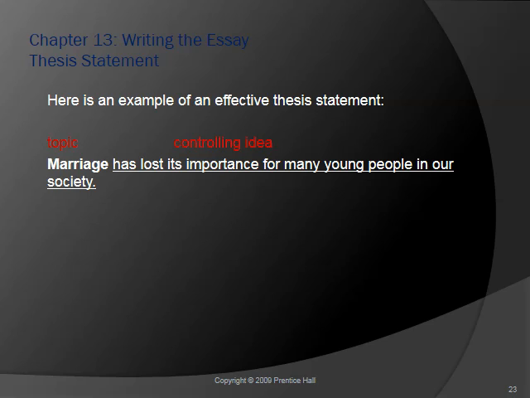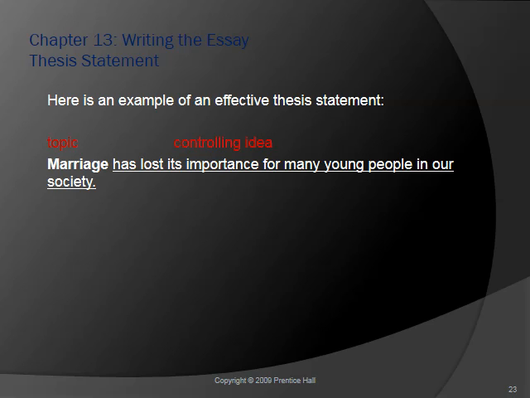Here is an example of an effective thesis statement, and just like we did for the formula for the topic sentence, a thesis statement takes on that same idea. As an example, marriage has lost its importance for many young people in our society. Basically, that sentence is talking about marriage. It's not talking about young people. It's not talking about society, although those are some ideas you can branch off, but basically it's talking about marriage.